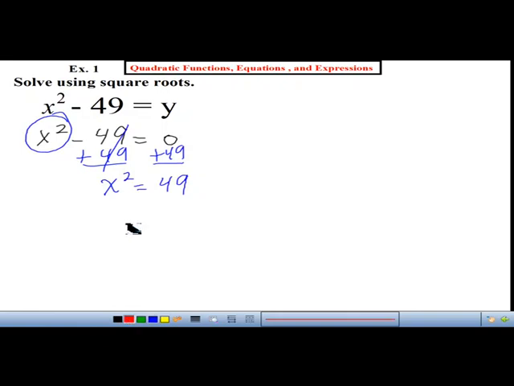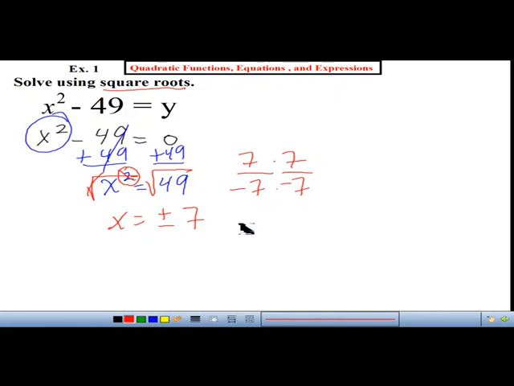Now, this is called solve by using square roots because in order for me to cancel this square, I need to take the square root. A square root cancels a square. Whatever I do to one side, I do to the other. So that means x equals, pay attention to this one, plus minus 7. Why plus minus 7, Mr. Q? Well, square root means what number times itself gives us 49? 7 times 7. What other number? Negative 7 times negative 7 gives me 49. This is your answer. Copy that, please.